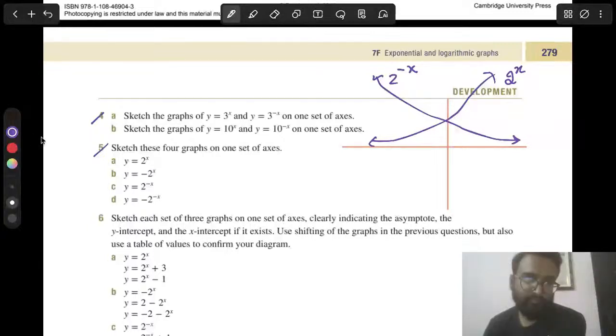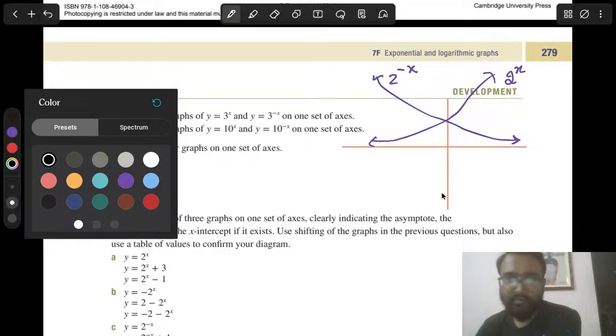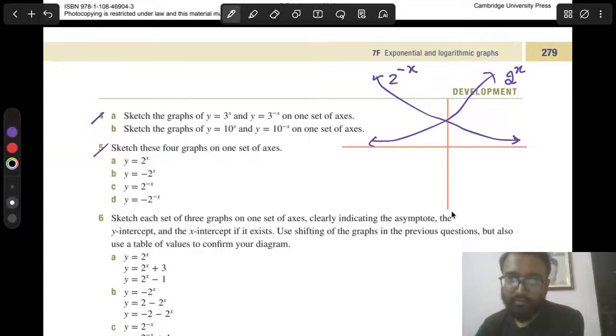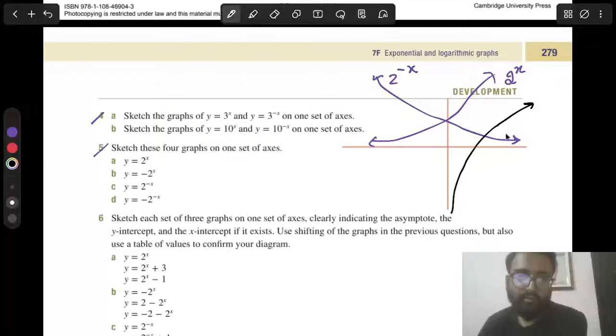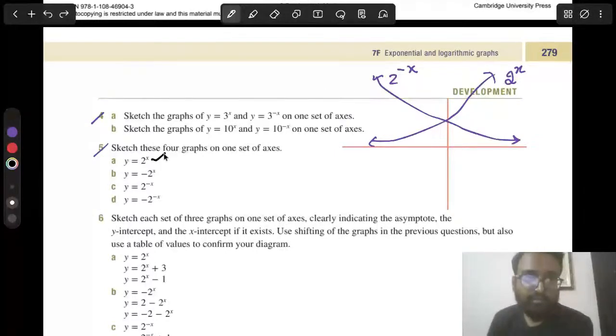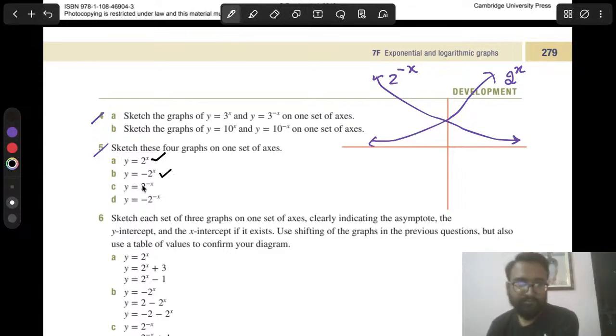I'm taking another graph, another image. So this is your... no, I'm wrong. So 2 power x is done. 2 power minus x is done. Minus 2 power minus x... no. So this is 2 power minus x is done. What about minus 2 power x? It is 2 power x.